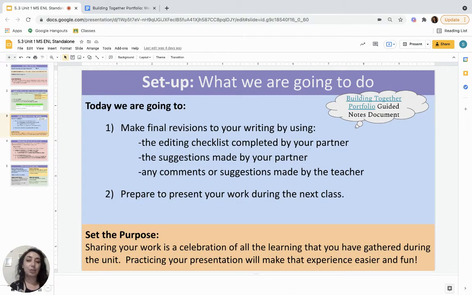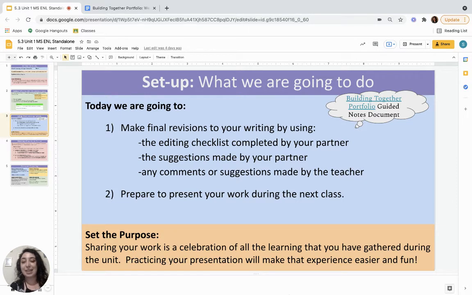So what students will do today is make final revisions to their writing using the editing checklist, the suggestions made by their partners, and comments made by the teacher. And they should be prepared to present their work during the next class.